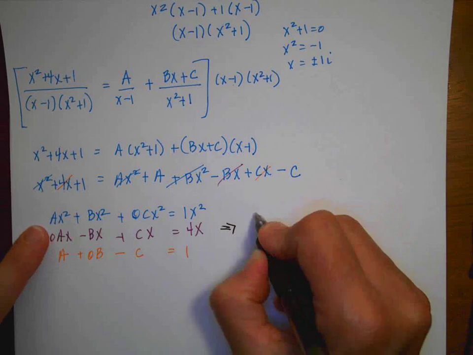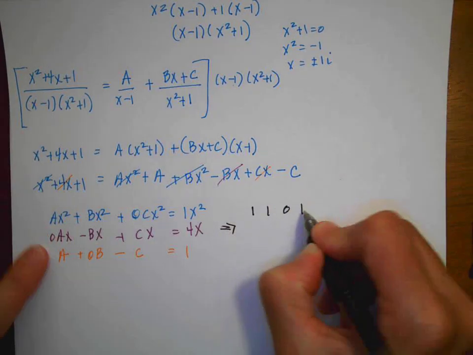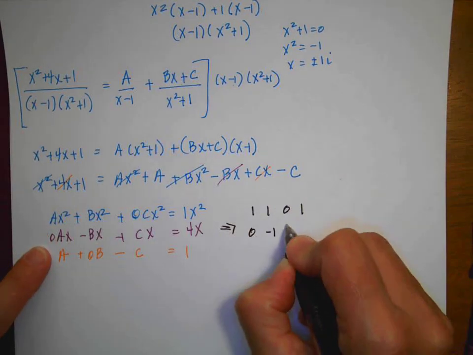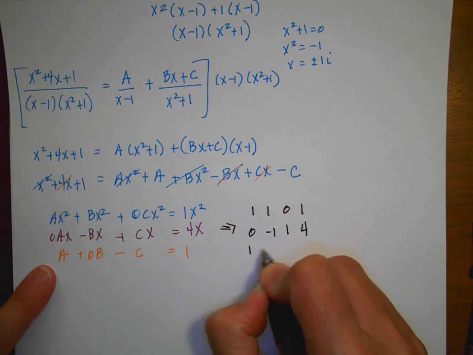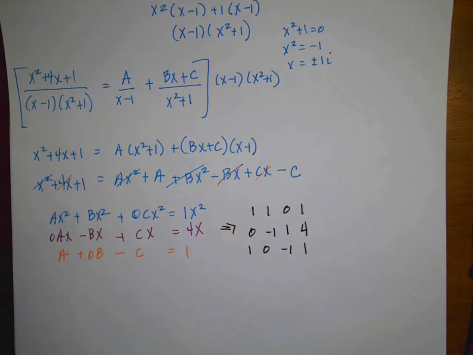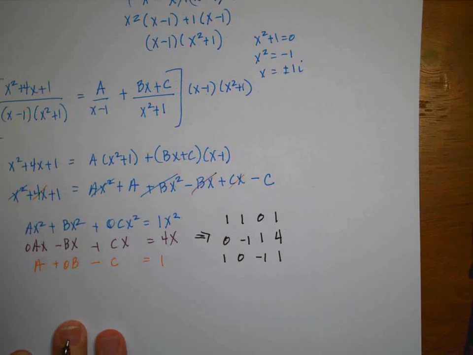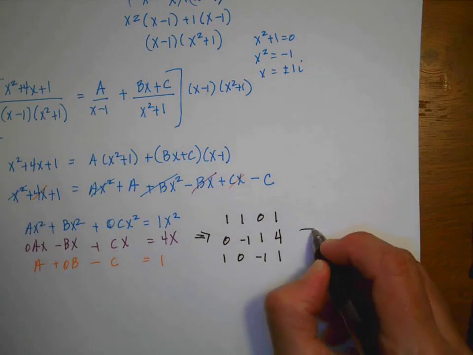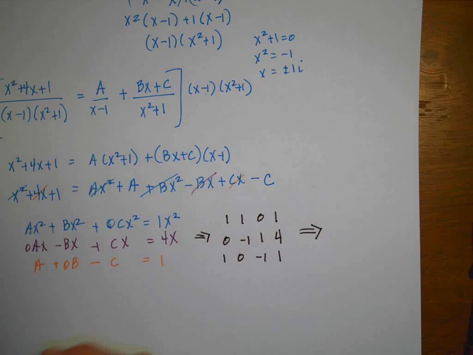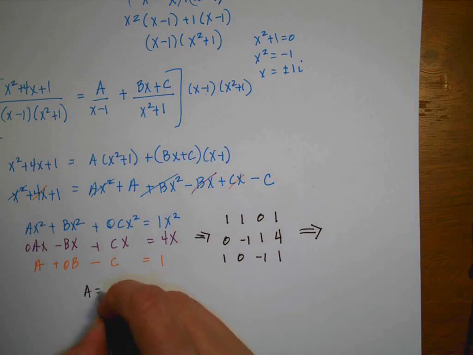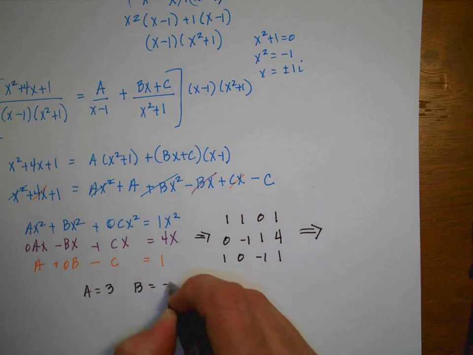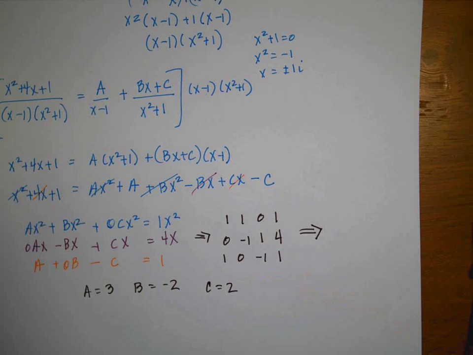So now I can just drop this into my matrix. Yay, matrices. So this is 1, 1, 0, 1, 0, negative 1, 1, 4, 1, 0, negative 1, 1. And in this one, I'm not going to do the RREF. I'm going to trust that you can do that because you're brilliant math humans. When you do, you get a is equal to 3, b is equal to a negative 2, and c is equal to 2. So now all I have to do is record my solution.